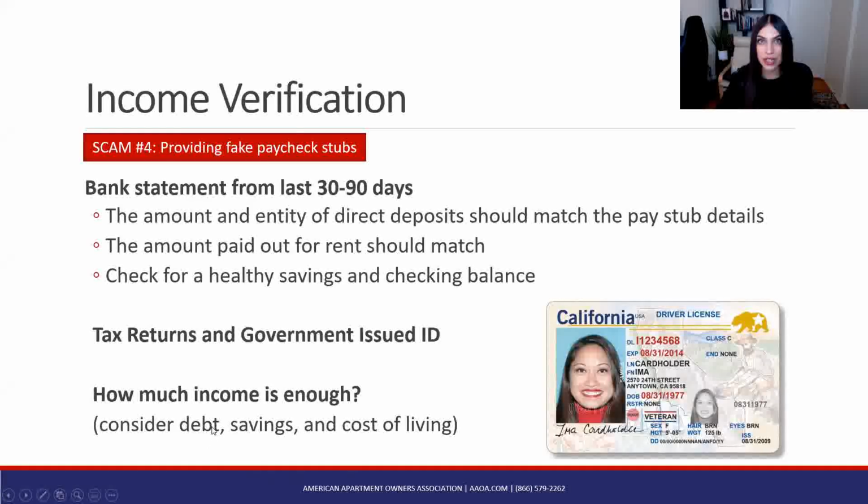So we talked about earlier how to find debt on the credit report. If they make a lot of money, but they have really high student loans and credit card debt, they're going to be paying a lot of money out of pocket every month for that. And then even if they make a lot of money, they might not be left with very much at the end of the month. So you want to take a look at that as well.